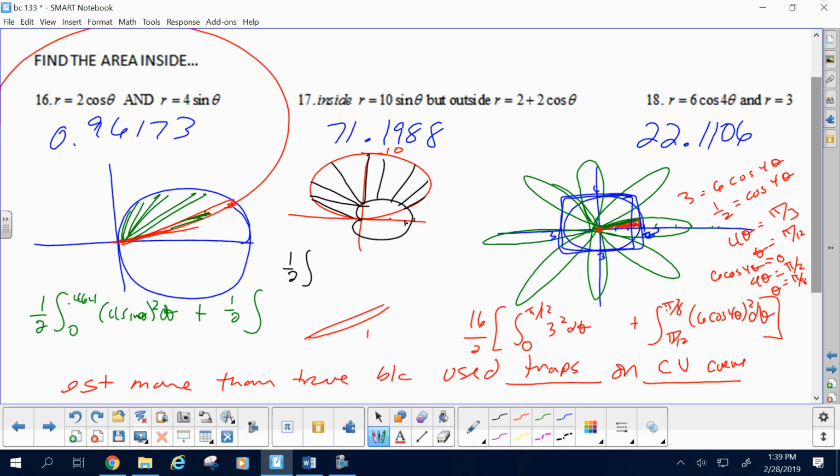So from 0 to, no, not 0, sorry. That point is your starting point. So when 10 sine theta equals 2 plus 2 cosine theta is your starting point. That's theta 1. And you go to pi/2? No, oh, I should go to pi. Yeah. Oops.